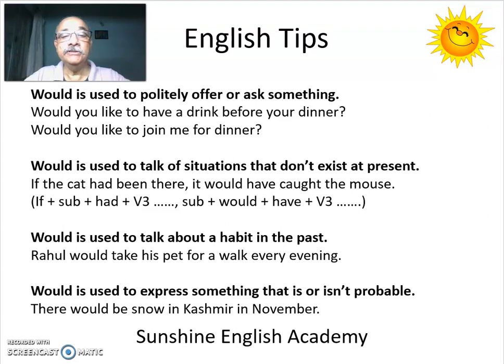Next, would is used to express something that is or isn't probable. There would be snow in Kashmir in November. So you are expressing a probability that there would be snow in November. Remember again, would is a strong word. So you are expressing a strong probability of snow in Kashmir in November.